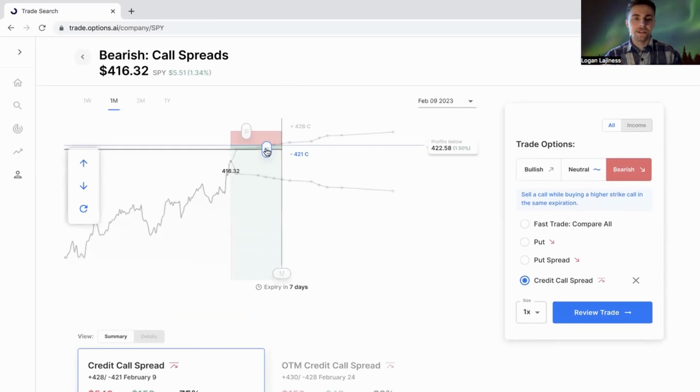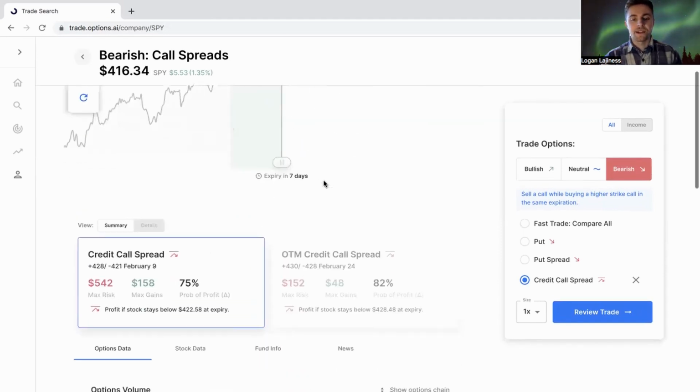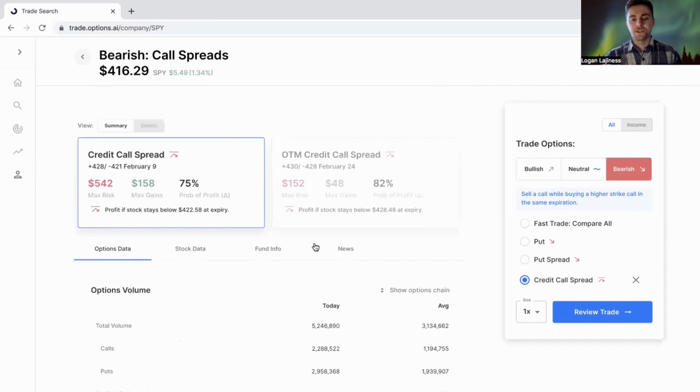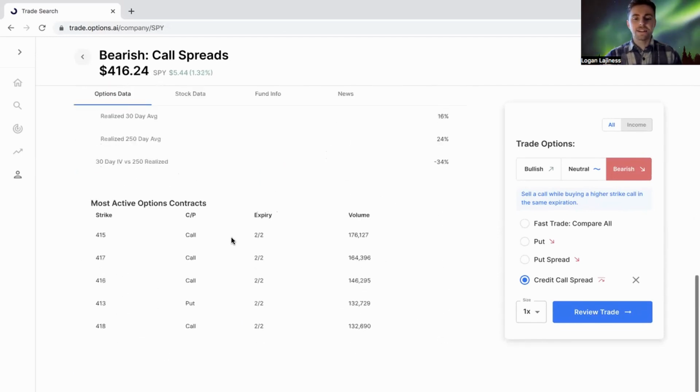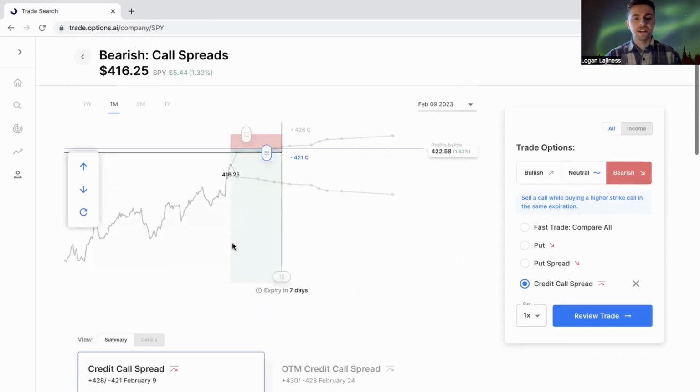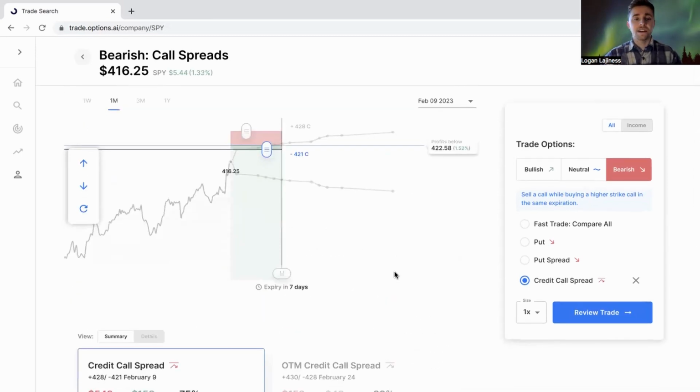So let's say we're happy with 421. You just have this idea that in the next 7 days, we're not going to be above 421, right? We've got news, we've got fund info. But we come down to the options data and you say, okay, this is a pretty good idea. I've got some other technical analysis I've been working with. Let's review that trade, and you can change the size if you'd like as well, how many contracts. So we go to review the trade.